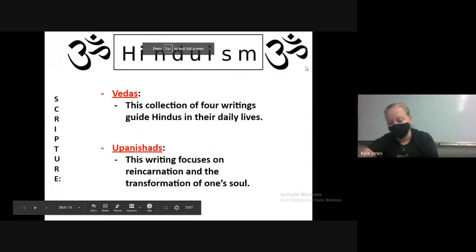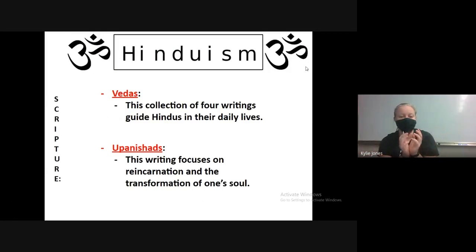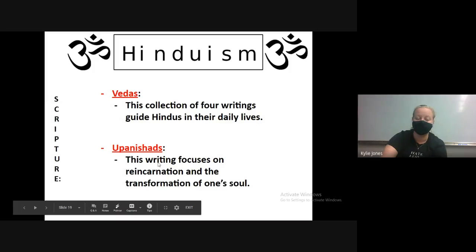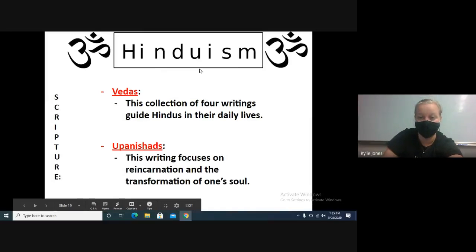All right, our next slide. Back to Hinduism. These are again basically like their Bibles. So we have the Vedas. This is a collection of 4 writings that guide the Hindus in their daily life. So they use the Vedas in their daily life. And then we have the Upanishads. I don't know how to say that. This writing focuses on the reincarnation and the transformation of one's soul. So this is like the karma side of things. If you do bad things, the bad things come back to you, right?